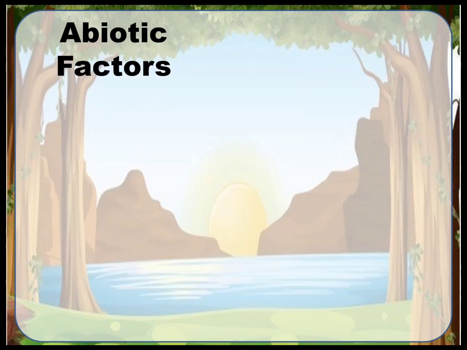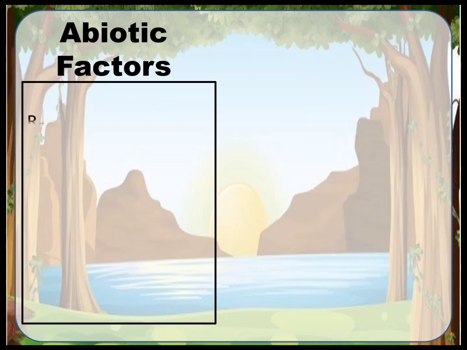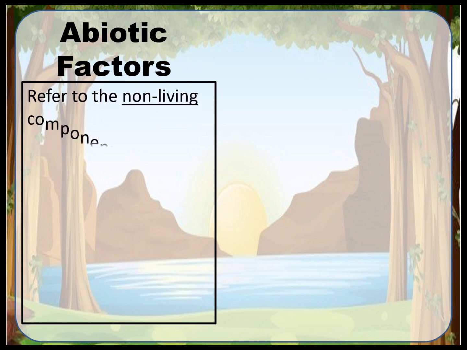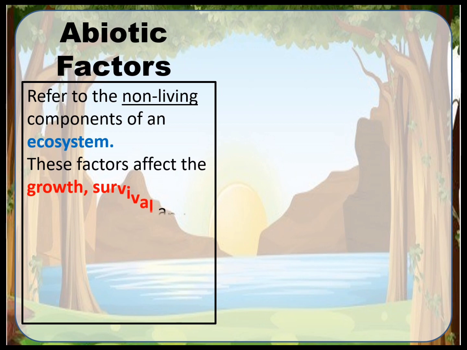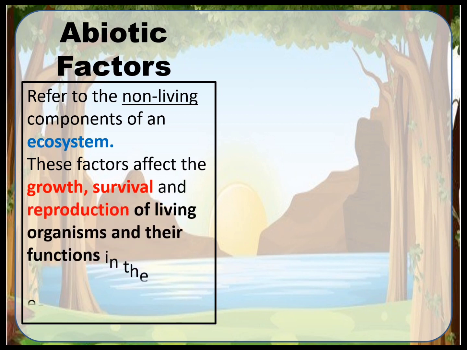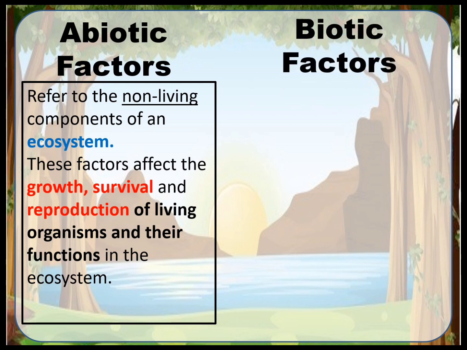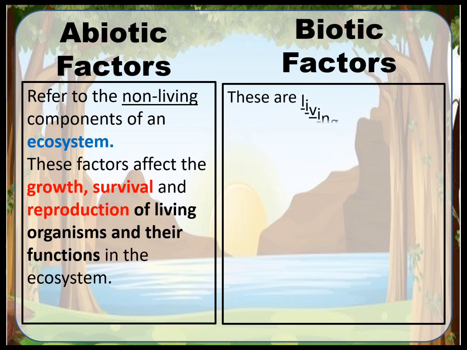What are abiotic factors? They refer to the non-living components of an ecosystem. These factors affect the growth, survival, and reproduction of living organisms and their functions in the ecosystem. What are biotic factors? These are living organisms that can affect an ecosystem.